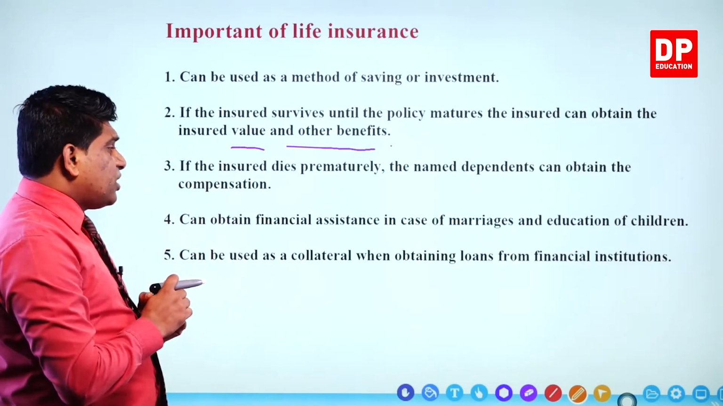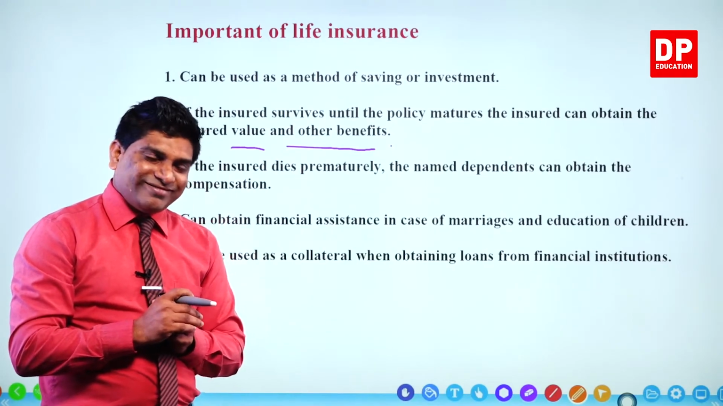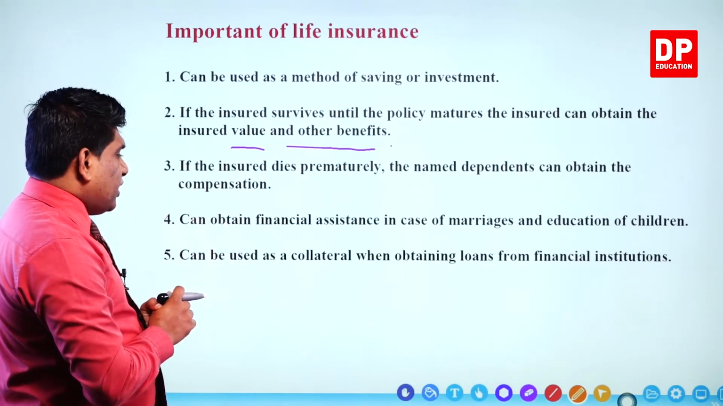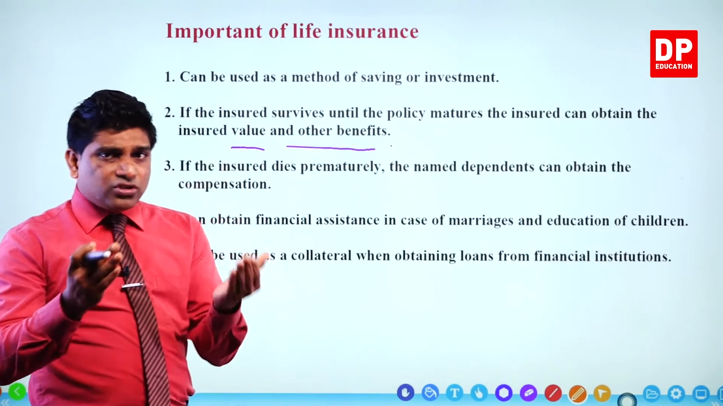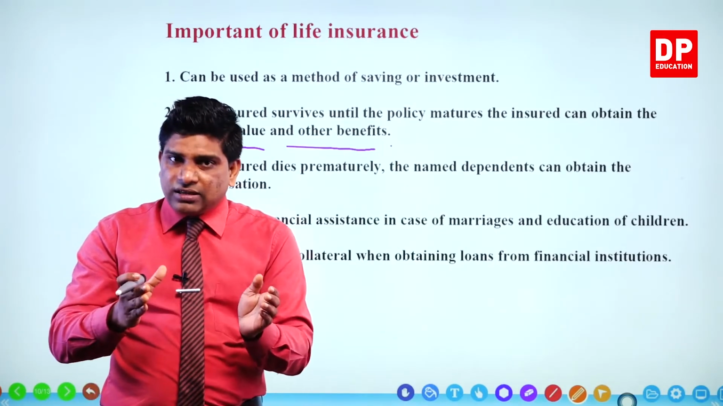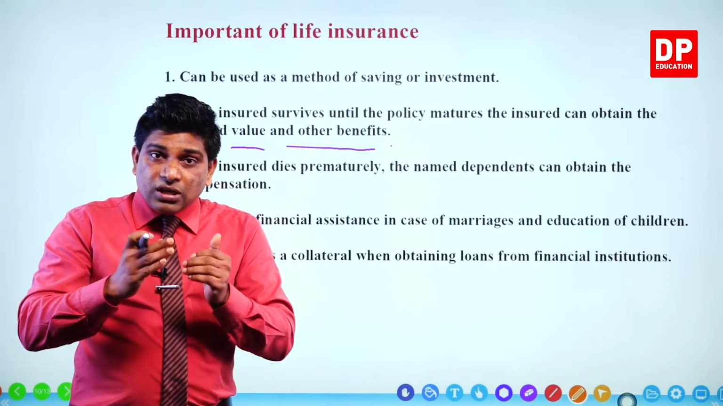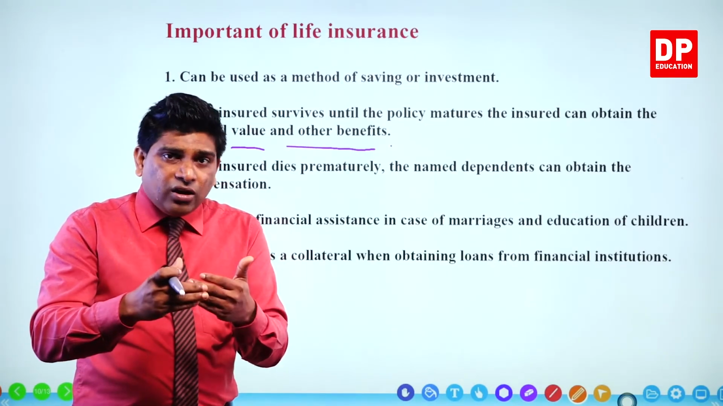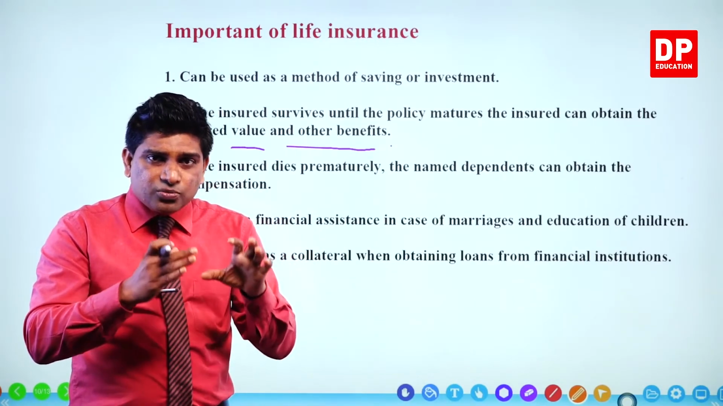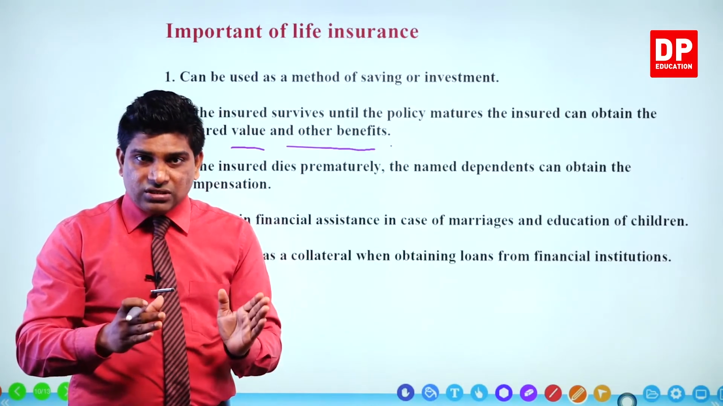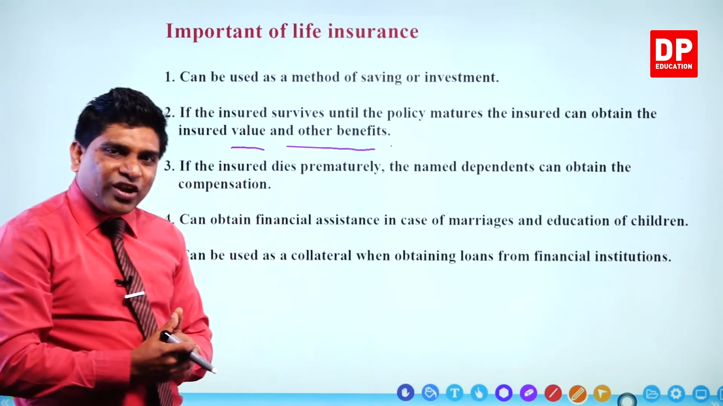Can obtain financial assistance in case of marriage and education of children, right? Can be used as a collateral when obtaining loans from financial institutes, right? If you have a life insurance policy, it's a collateral. You can use it as collateral when you obtain a bank loan. Why? Remember, if you are unable to pay your bank loan, they can charge money from your life insurance policy, because if you have it, it's a collateral. These are the importance of having life insurance.